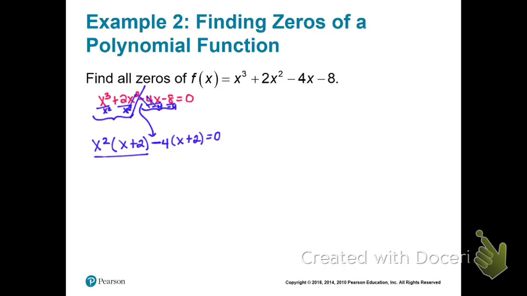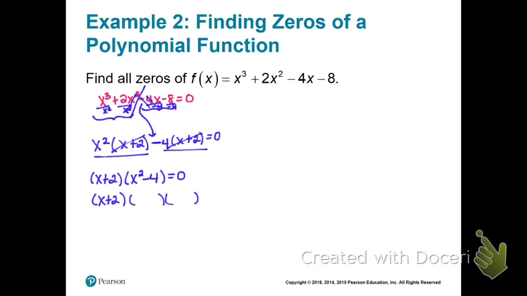Now, we've got these two terms here. What do they have in common? The x plus 2. So we're going to take those out. And what are we left with? X plus 2, x plus 2, x squared minus 4, which is a difference of squares. So we're not done factoring.